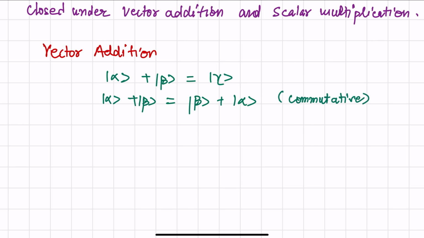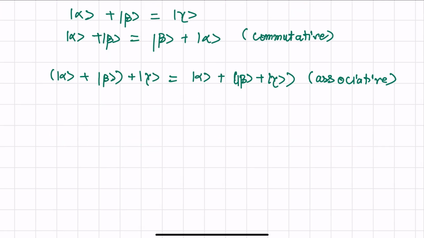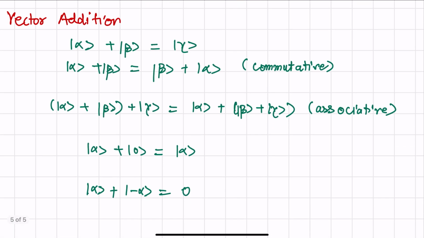And if you're adding three vectors, you could add the first to the second and then add the third, or you can add the last two and then add the first. It shouldn't matter. This is known as the associative property. There should also be a null vector, where if you add a vector to the null vector, you get the same vector as before. And every vector in the vector space should have an inverse vector. When you add a vector and its inverse, you should get 0. So these are the rules under vector addition.